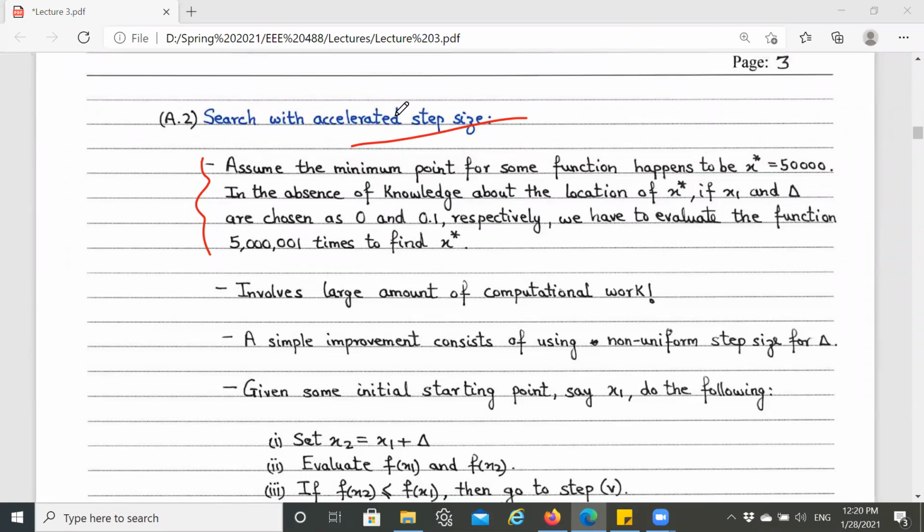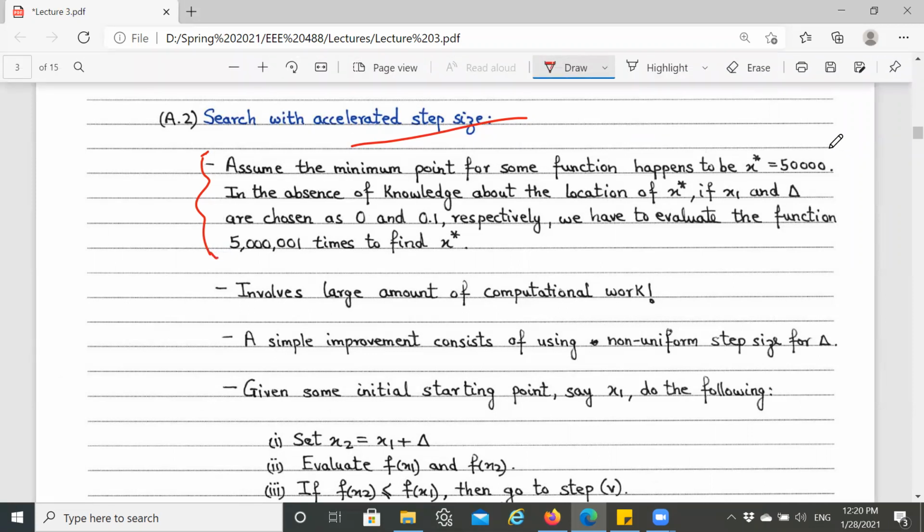Okay, Ablay, can you please explain to us? Ablay, hello, Professor. Yes. Could you please tell us what this means? How does this motivate us to use an accelerated step size? What's the problem?